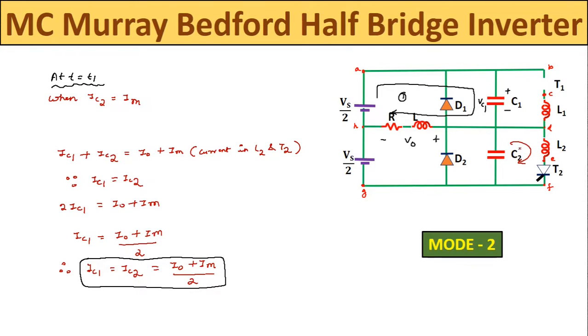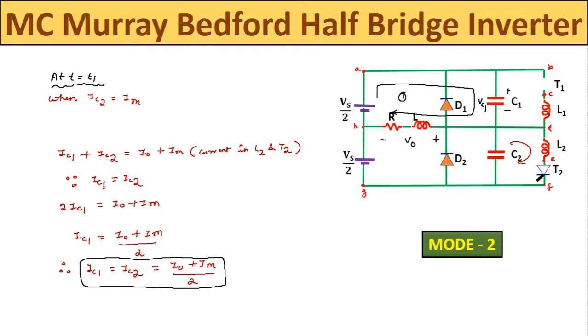Now we will derive one equation. At time t is equal to t1, capacitor discharging current IC2 will become maximum current, which is equal to Im. We will find IC1 plus IC2. IC1 plus IC2 will be equal to load current plus maximum current Im, because at time t is equal to t1, the capacitor 1 current will remain at value equal to load current, but the capacitor 2 current will become maximum current of Im. So we will put the value here I0 plus Im.